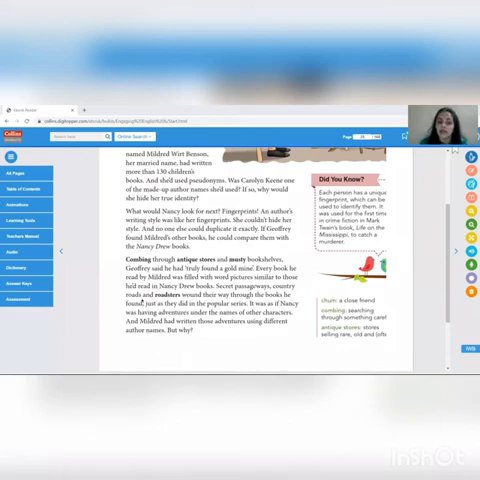Secret passageways, country roads, and roadsters wound their way through the books he found, just as they did in a popular series. These secret pathways and country roads are some things which are very common for any writer to write. The same things he found in the Nancy Drew series, and the same thing he found in these different books written by Mildred Ward as well. So now he was very sure that the writer of Nancy Drew books is not Caroline Keene, it is Mildred Ward.